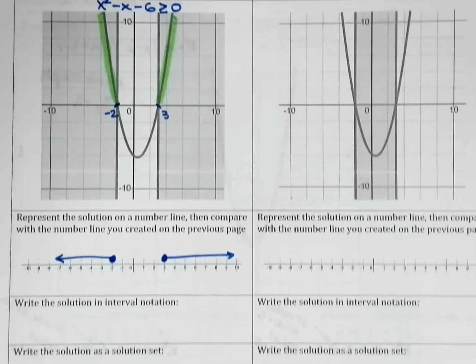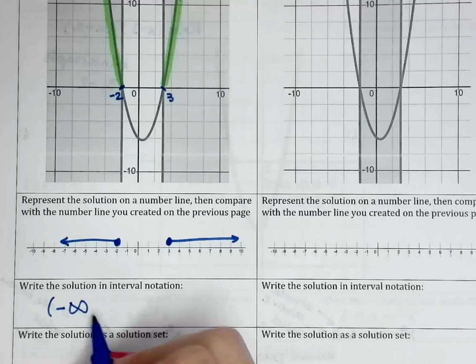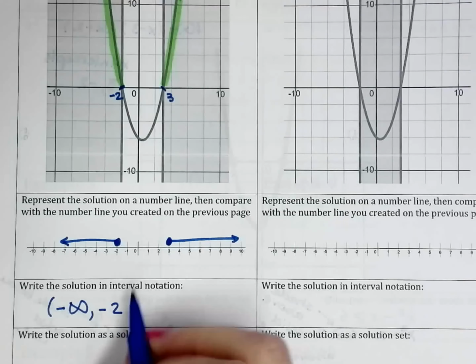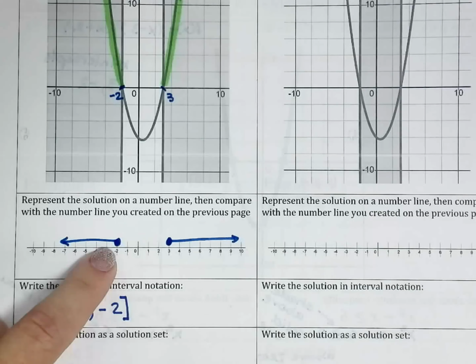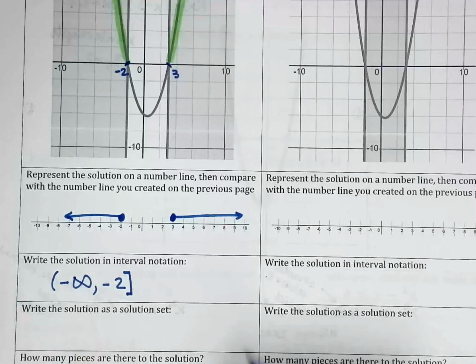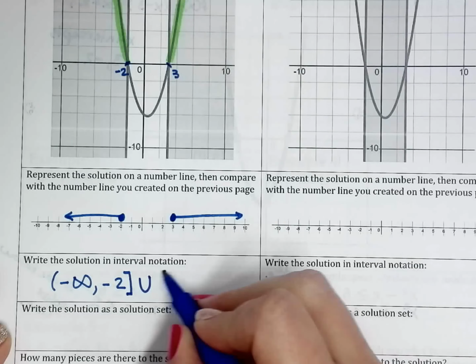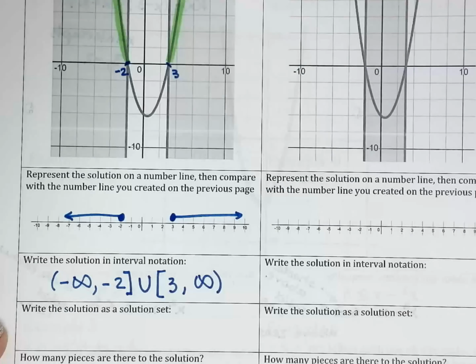Write the solution in interval notation. So from -infinity to -2 inclusive, because it's a solid dot, because it is a greater than or equal 0. So that's inclusive. Union symbol, inclusive 3 toward +infinity.